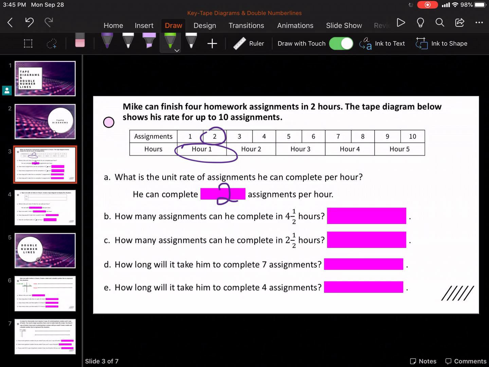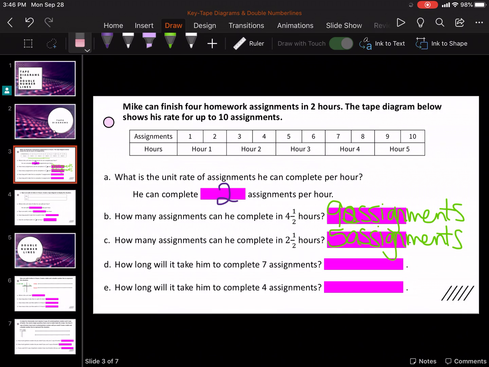Okay, so how many assignments can he do in 4.5 hours? So it's a full 4 hours and then another half. This would mean 9 assignments. And then how much can he do in 2.5 hours? So it's going to be a full 2 hours, and then a half is going to be 5 assignments.